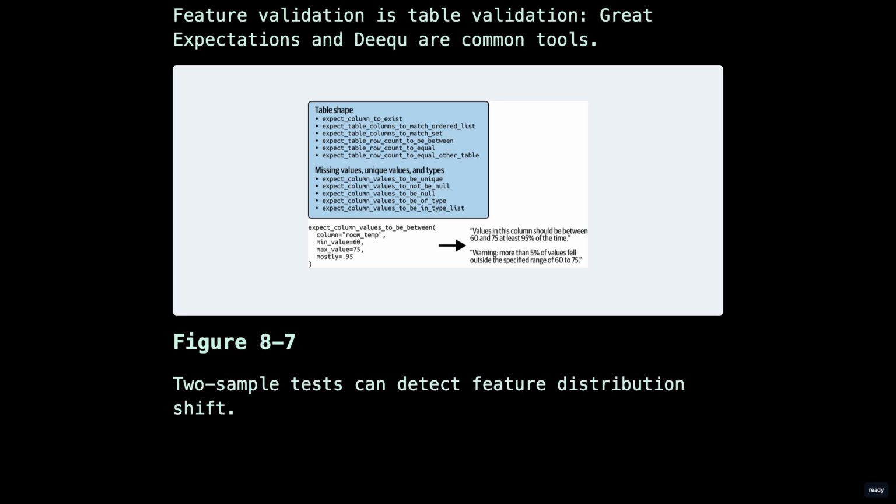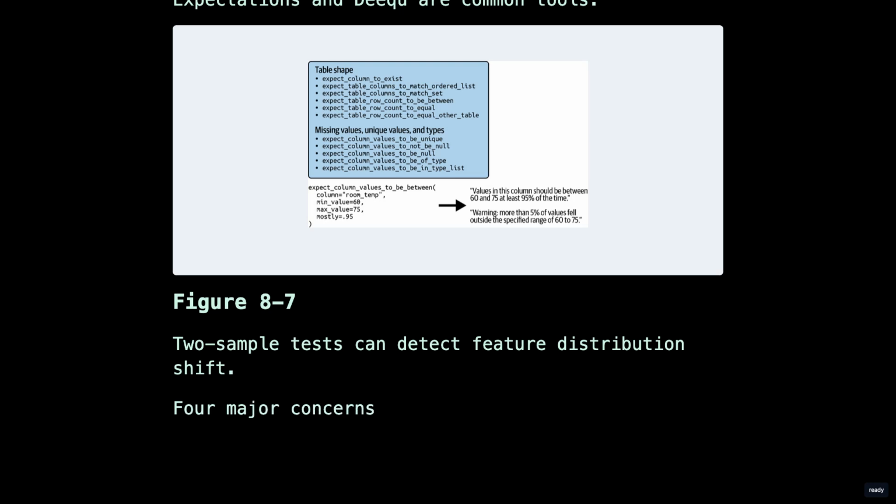Validation catches broken rules, but it does not catch subtler drift. For that, two-sample tests compare current data with a reference distribution, though the test gets harder when the feature set is high-dimensional. Feature monitoring sounds straightforward, but it brings several practical problems. Scale, cost, usefulness, and alert quality all become part of the design choice.